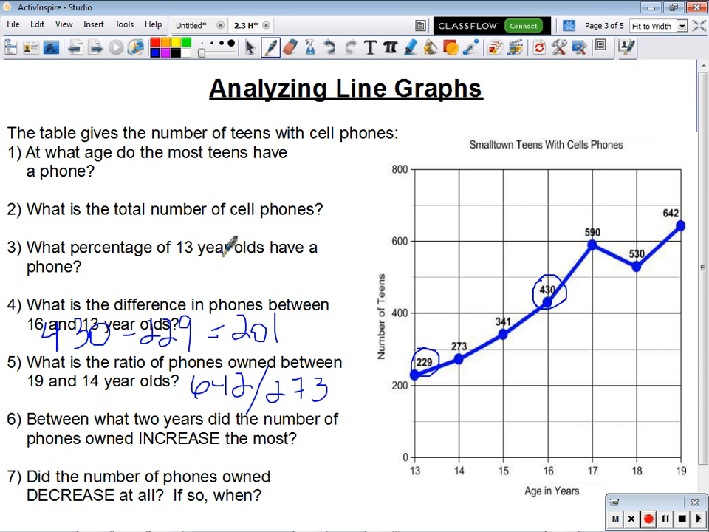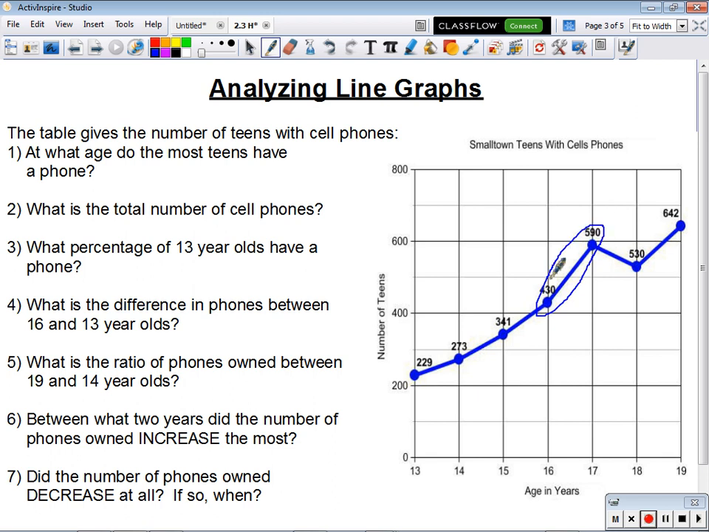Number 6 says, between what 2 years did the number of phones owned increase the most? So I'm looking for, in the numbers here, where did we see the biggest increase? And usually that's sort of the biggest line that jumps up from left to right. So if you notice, the biggest increase here jumped from between 16 and 17-year-olds. That's where we saw the biggest increase in the number of phones that were owned. So that's your answer for number 6 there.